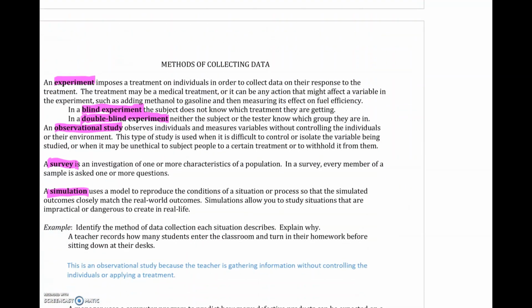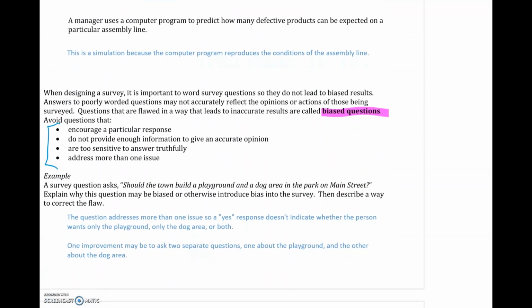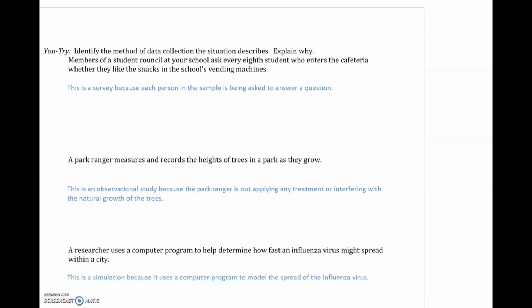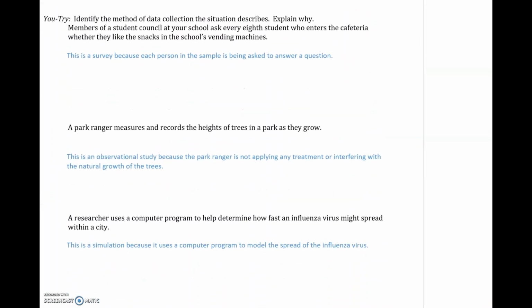All right, and then the next set of U-Try problems were right over here. Starting with, this is the last page, identifying the method of collecting data and explaining why we knew that. If you're just asking every 8th person a question, that means it's a survey. As long as we're asking one question or more, we're conducting a survey. And this would be a survey based on a systematic sample, if you're curious about that.